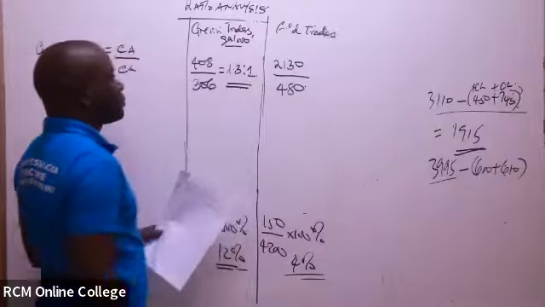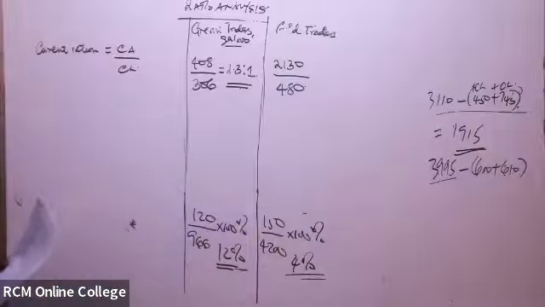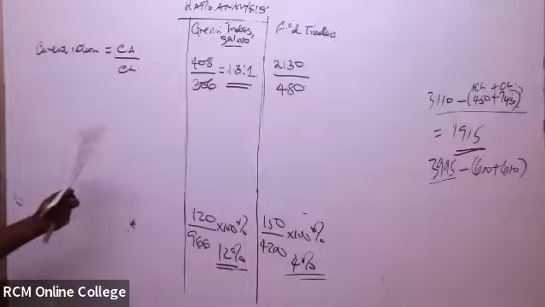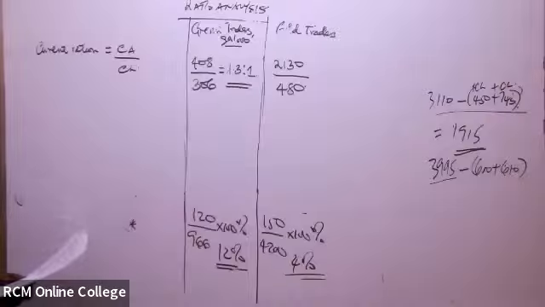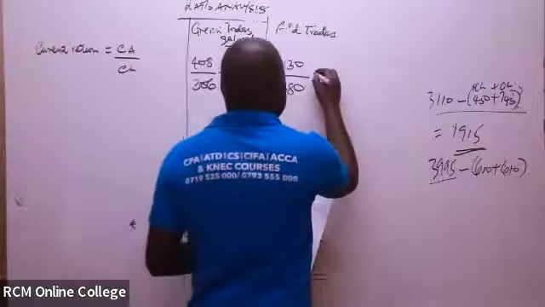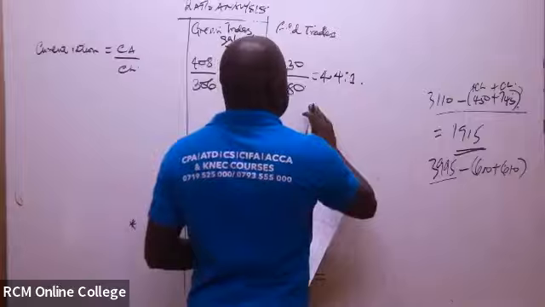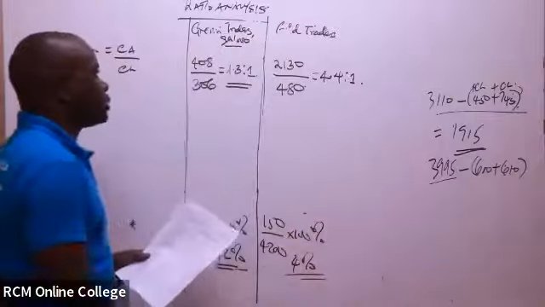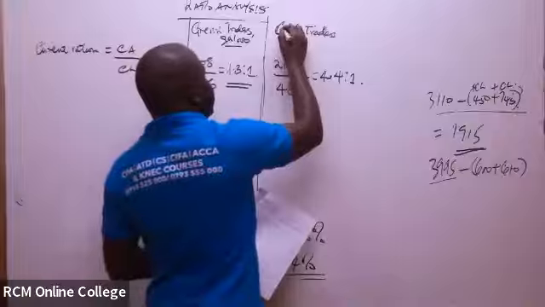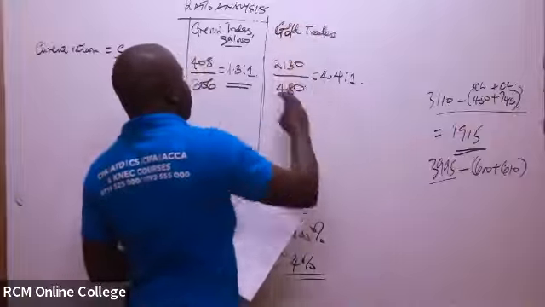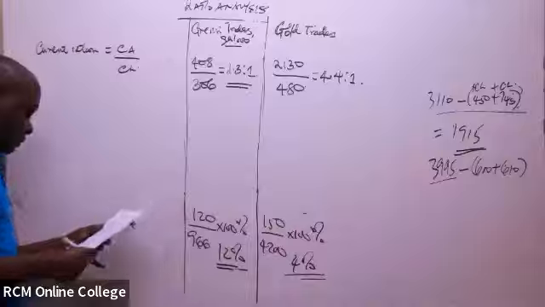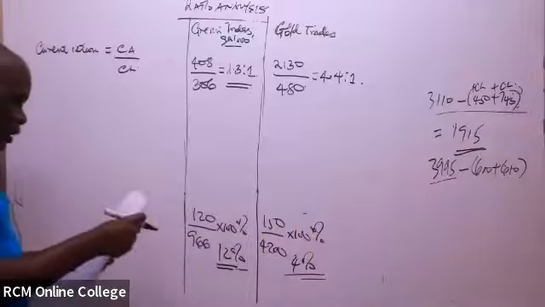Then this one seems to be a bit higher: 4.4 is to 1. So it means the current assets for gold traders can cover the current liabilities more times. Then the next ratio, in this case, you've been called upon to compute.